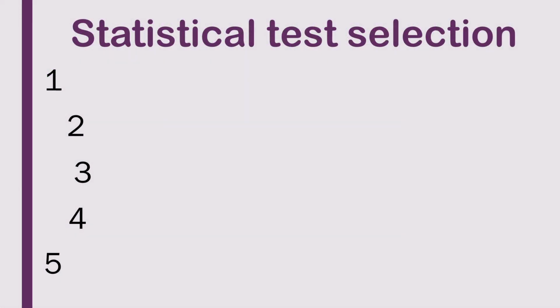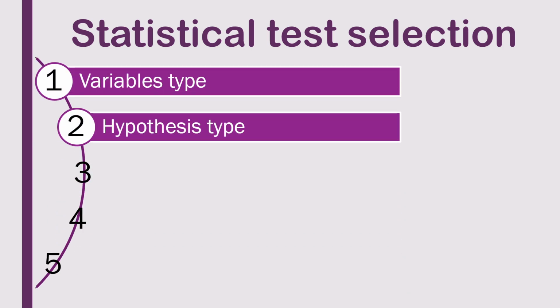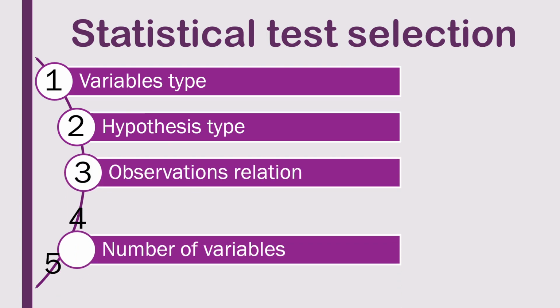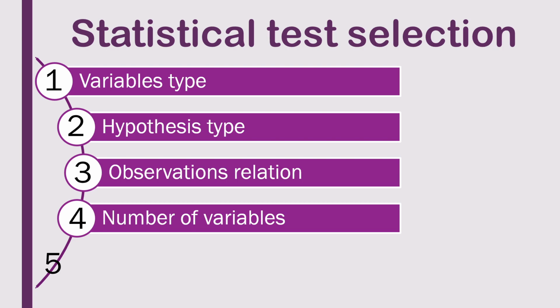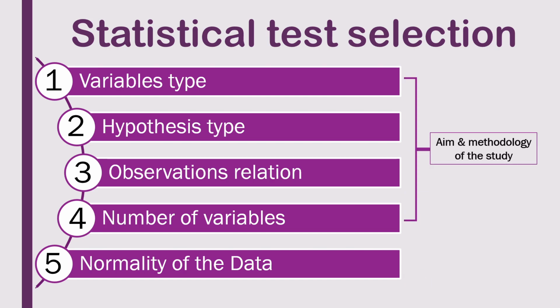To answer this, let's go back to our 5 criteria for statistical test selection, where we will first determine our variables type, followed by our hypothesis type, and then we will determine the dependency of our observations, the number of variables we are dealing with, and lastly, the normality of our data. And if you remember, for the first 4 criteria, we can determine them from the aim, and sometimes we might need to read the methodology of the study, and both are actually a part of our proposal, so they can be determined before conducting the study.